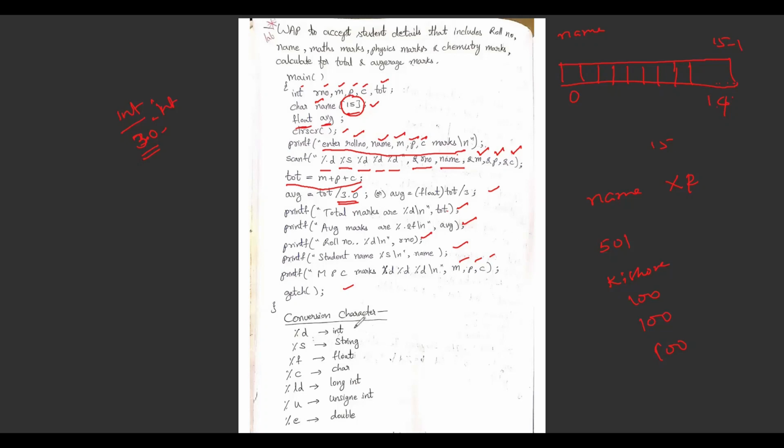Fine. So these are your conversion characters. %d is integer. For string, you're going to take %s. For float, you're going to take %f. For character, you're going to take %c. For long int, you're going to take %ld. For unsigned int, you're going to take %u as conversion character. And for double, you're going to take %e. So these are your conversion characters. That's what I've written here. Integer, %d. Character or string, %s. If it is float, you're going to take it as %f, like this. Hope it is clear. Done.